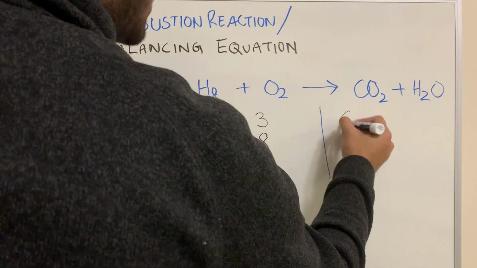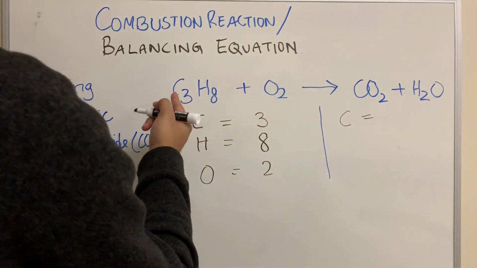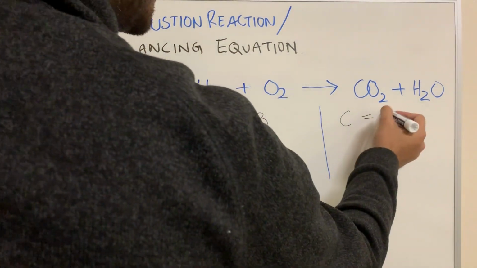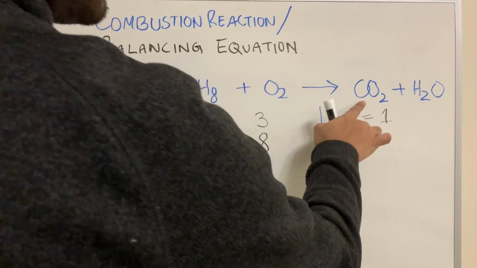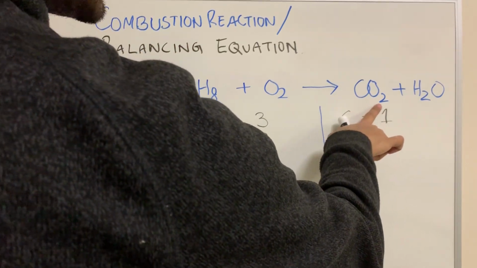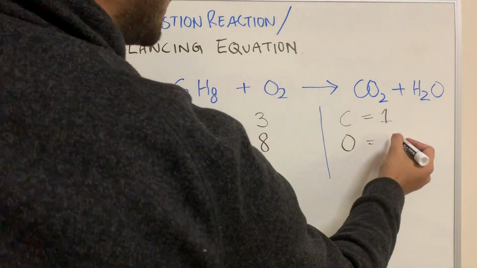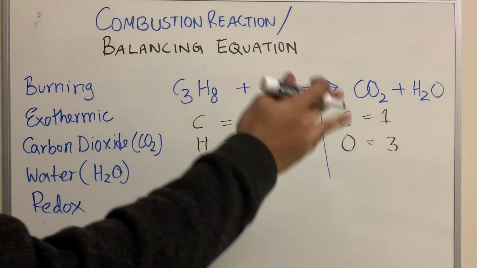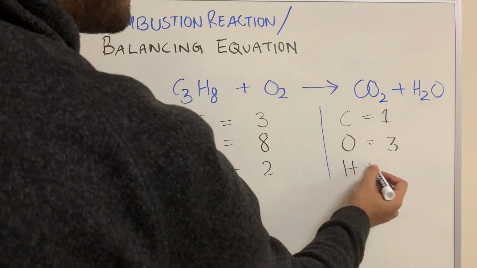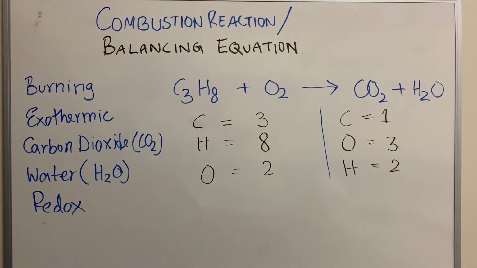On the right-hand side, you have just 1 carbon, CO2. When there's nothing written next to the atom itself, it's taken as 1. So you have 1 carbon. Let's look at oxygens here. From CO2, you have 2 oxygens, and from water, H2O, you have 1 more oxygen. So you have 2 plus 1, a total of 3 oxygens. If you look at hydrogen here, you have just 2 hydrogens on this side. So you have 1 carbon, 3 oxygen, and 2 hydrogens.